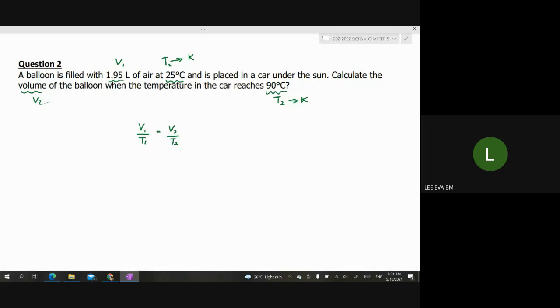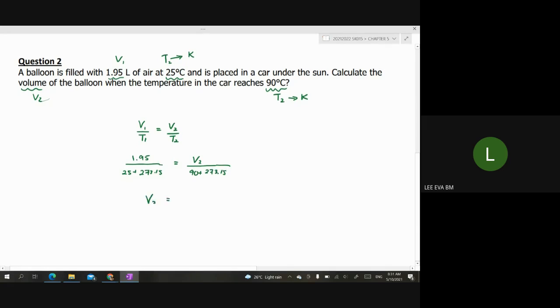So the first volume is 1.95. The first temperature we calculate straight away, no problem. So now madam is showing you how. We want to calculate V2. The second temperature is 90 plus 273.15. So tell me, what is your second volume? So this is applying our Charles' law.